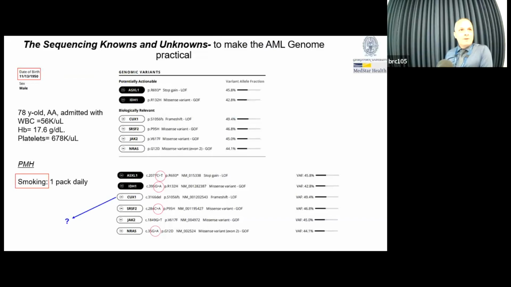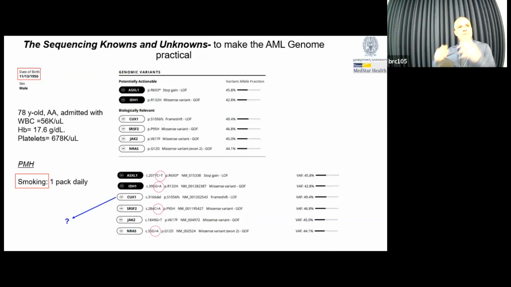All right, let's talk about this patient that we saw about 2 weeks ago. He was admitted with 56,000 white cells. The hemoglobin was 17.6. As you can see here, the platelet count was 678,000. I'm going to put in red the factors that you are going to be facing. This is what we see in the clinic. This is what we see in the world.